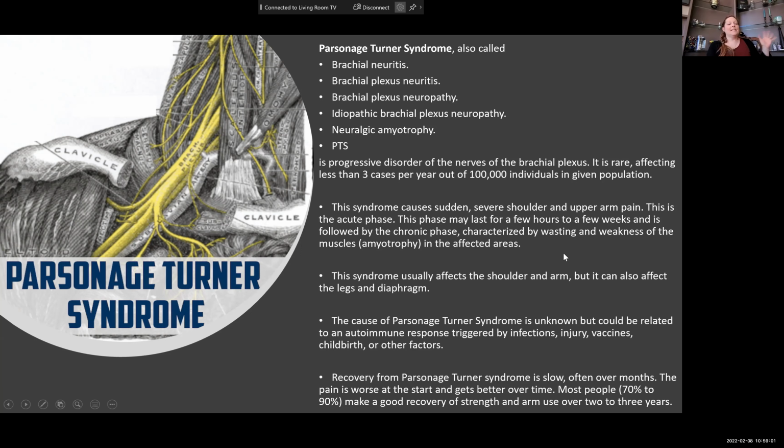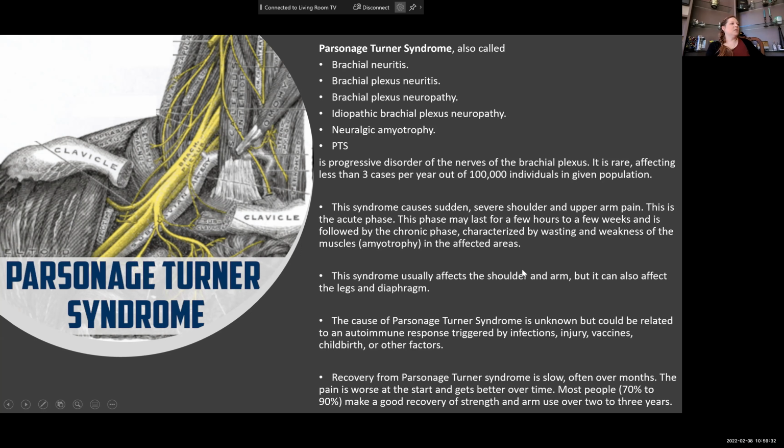It starts as sudden, severe shoulder pain and upper arm pain. Yes, checkbox, checkbox. It's really acute. What does acute pain mean? It's sudden and strong, as opposed to chronic pain, which you have all the time. That phase can last for a few weeks or a few months. In my case, it lasted about 8 to 9 weeks, a long time. And then you go to what they call the chronic phase, which is characterized by wasting and weakness of the muscles, which we call amyotrophy, in affected areas.